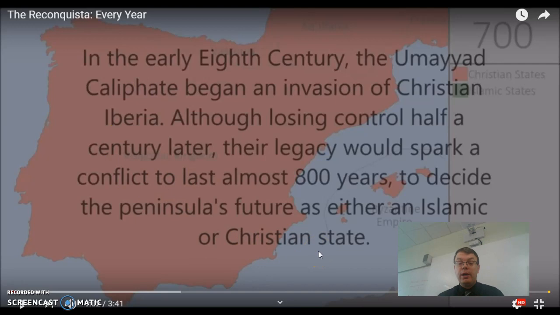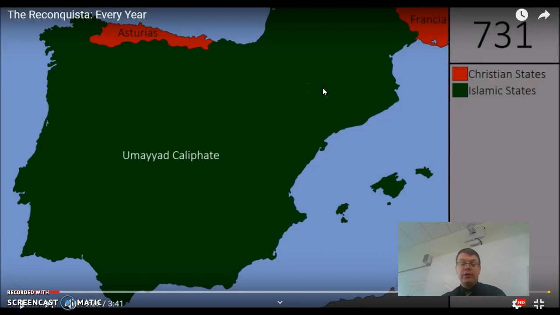Now, what will start happening is that Christians will take 800 years to slowly retake Spain and Portugal. In Spanish, it's called the Reconquista. And what that means is basically that Spain will slowly, over 800 years, go from being an Islamic land to a Christian land. But it won't happen all at once. Here we can see around the year 700 that almost all of Spain and all of Portugal were part of the Umayyad Caliphate, that they were Islamic lands.